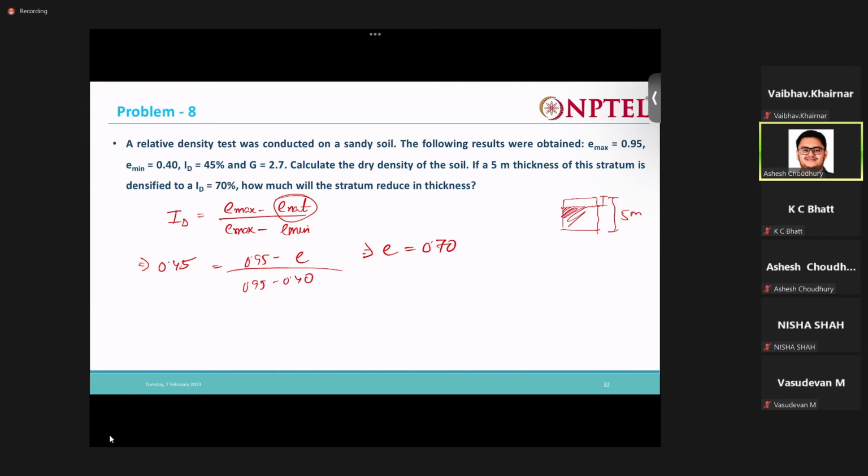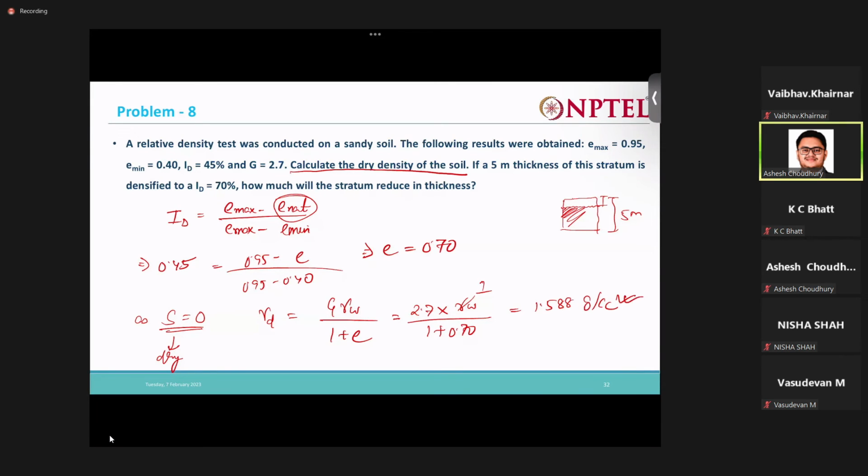Now we need to calculate dry density. For dry density we know that gamma d is equal to G gamma w by 1 plus e. Because gamma total is (G plus Se) by (1 plus e) into gamma w, but our S is equal to 0 because it is dry soil. So you get G gamma w by 1 plus e. Putting all the values, 2.7 into gamma w, by 1 plus 0.70, you get gamma d as 1.588 gram per cc. So the first part you have calculated: this is the dry density of the soil.